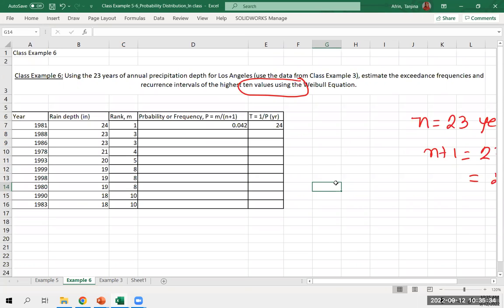So M is 23, so put M and the other 23. No, M is the rank, this one here. M is that one. 1, 2, 3, 4. Oh, okay. N for Nancy, that is 23 years. And M for mango, that is the rank you need to find, 1, 2, 3, 4.